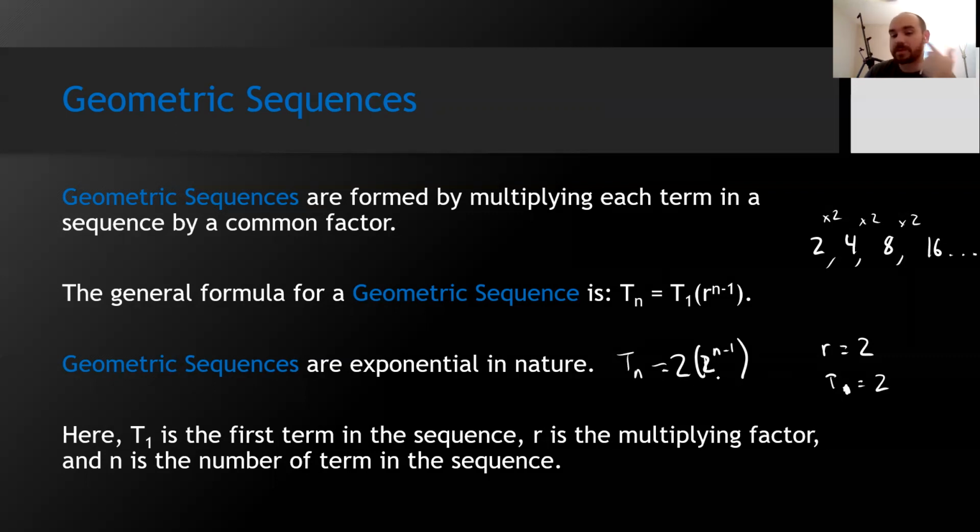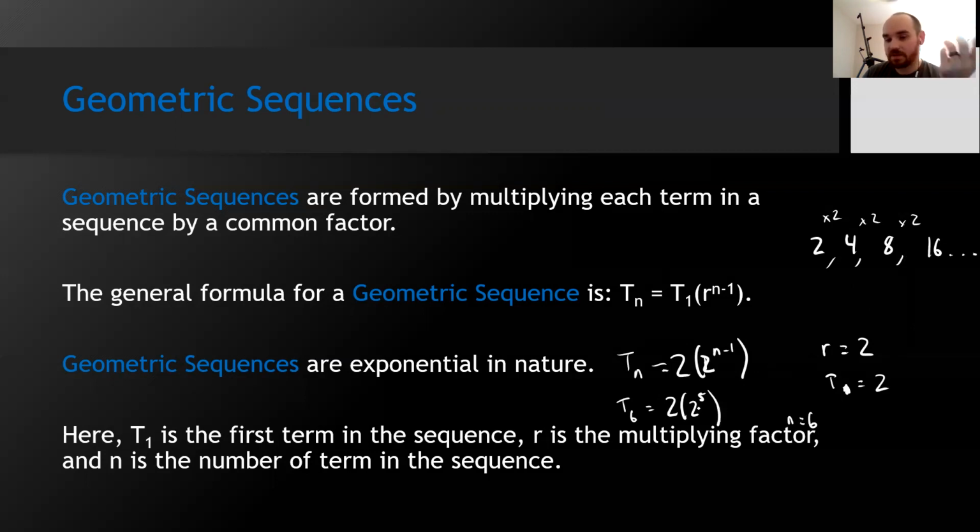And this is what the actual formulas will look like. And then you can just plug in whatever number you want for n. So if I want to find, let's say, the 6th term in the sequence, what I could do is T sub 6 equals 2 times 2 to the 6 minus 1, which is 5.